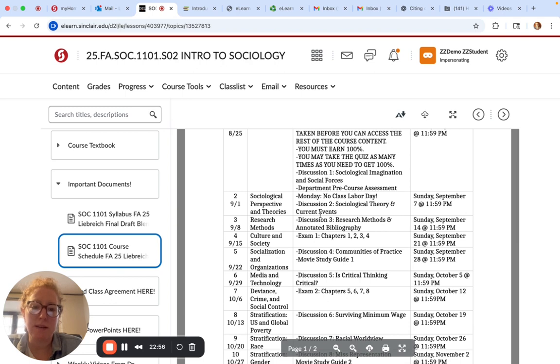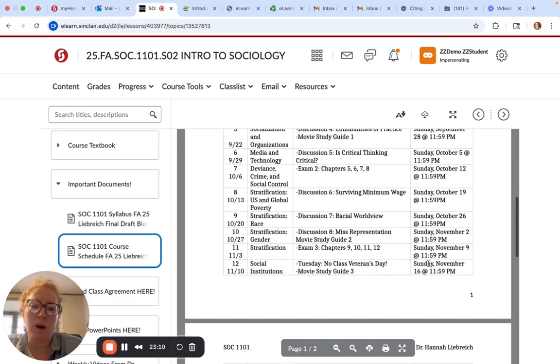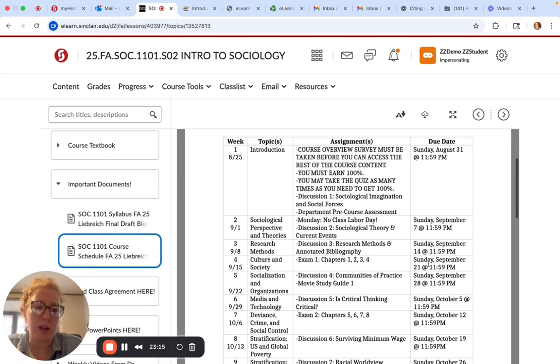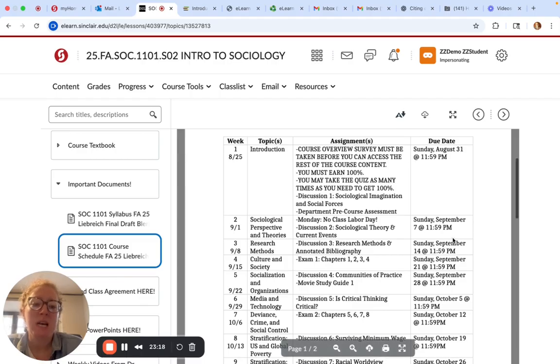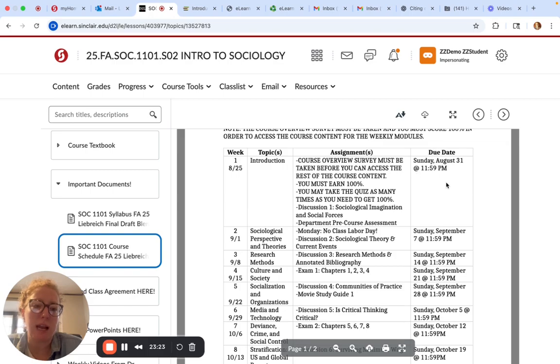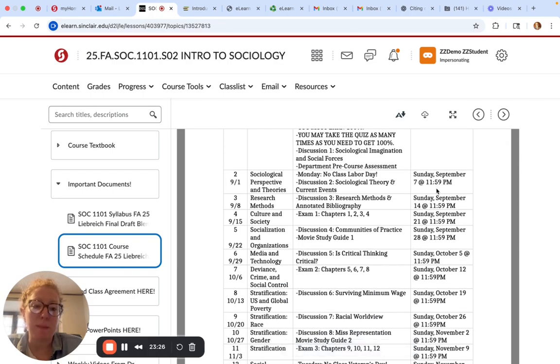Assignments. Again, discussion 3 is due on research methods and annotated bibliography. I just talked about the exam 1 on chapters 1 through 4. That's due week 4. And for the most part, all of the due dates are Sunday at 11:59 p.m. I think the one exception was maybe the signed class agreement, but for the most part, everything is Sunday. And you can see the due date. I include the date and the time. And all of those assignments should be due on our eLearn page virtually unless otherwise specified or otherwise discussed in class. All right.